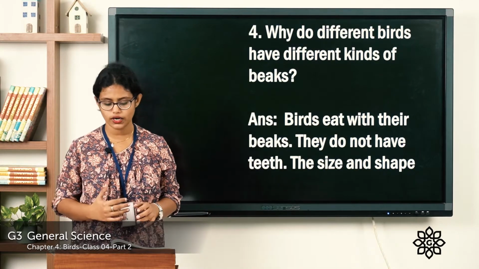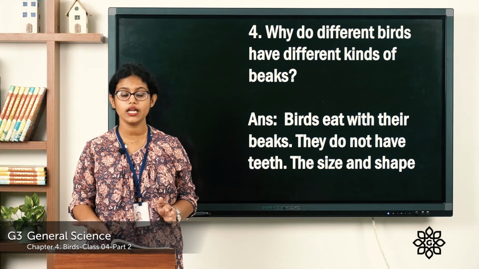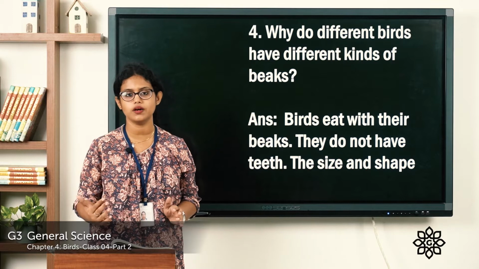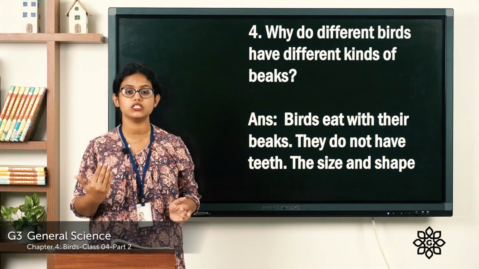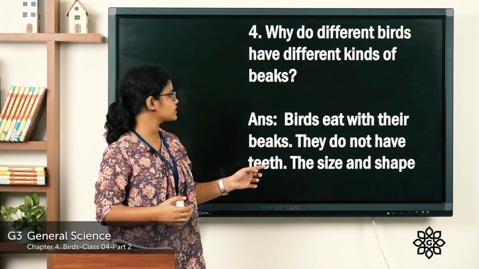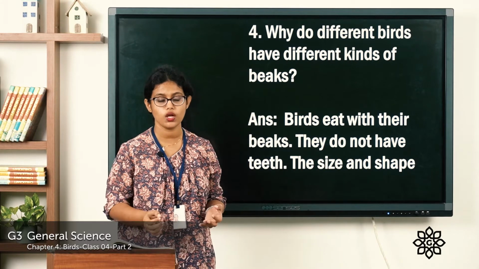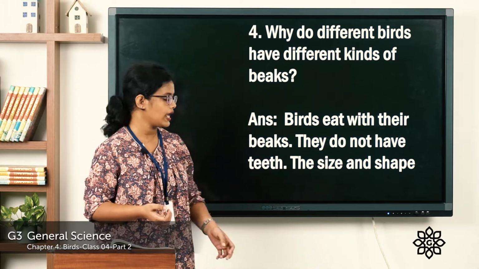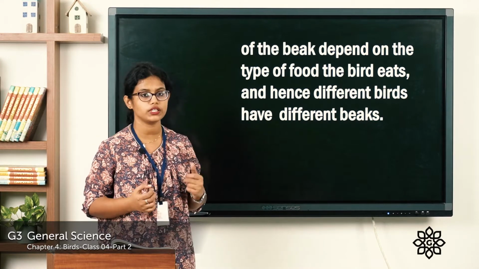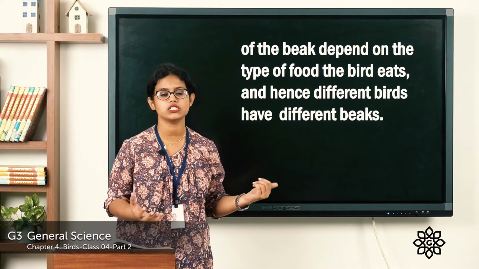Moving on to the fourth one. Why do different birds have different kinds of beaks? Why? Because it depends on the eating habit of the bird. So different birds eat different food. So let's see the answer. Birds eat with their beaks. They do not have teeth. So do they have teeth? No. They eat with their beak. The size and shape of the beak depends on the type of the food the bird eats. And hence different birds have different beaks.